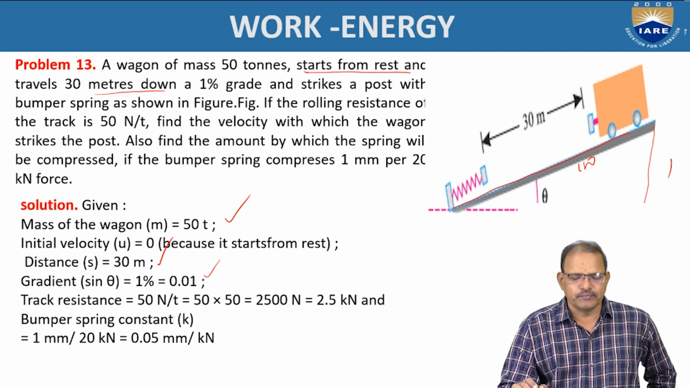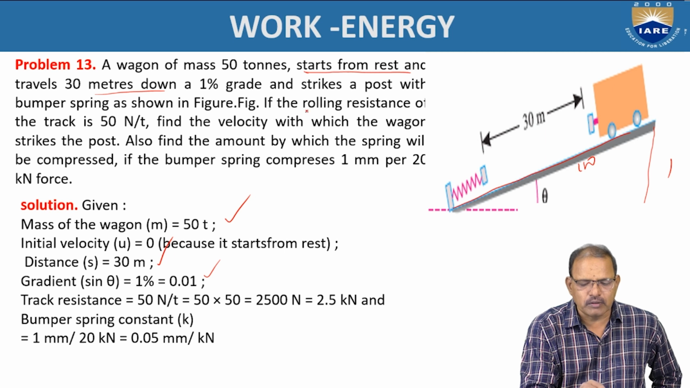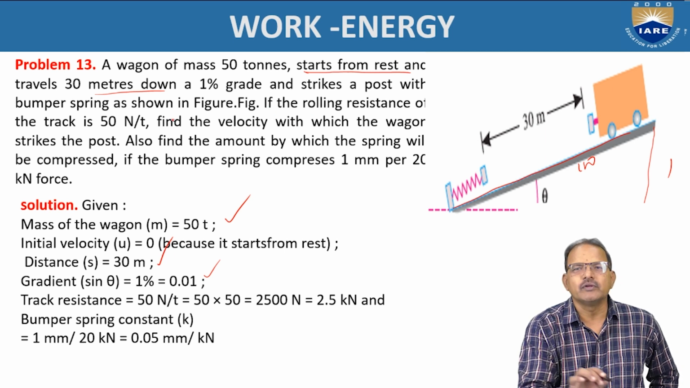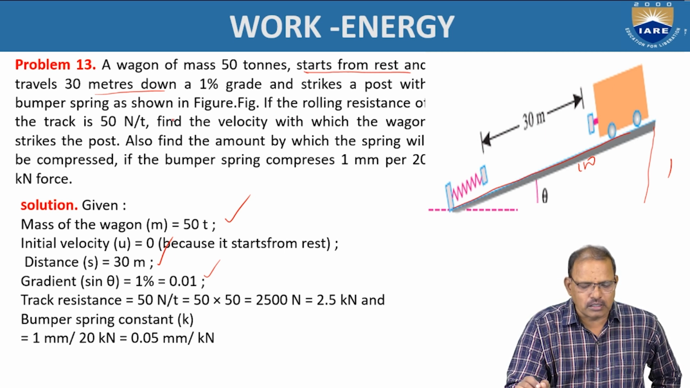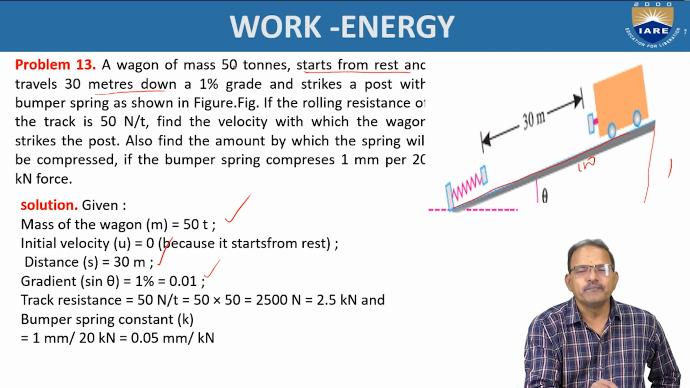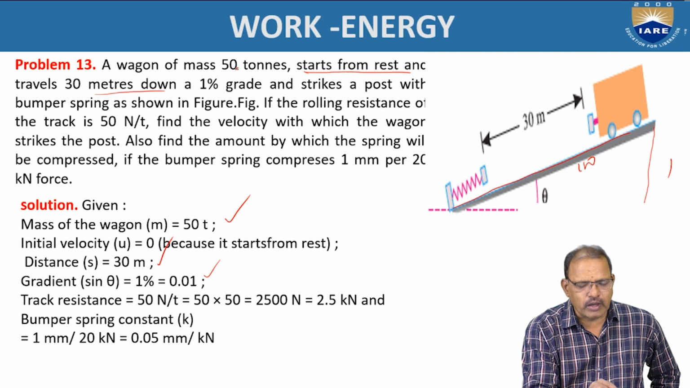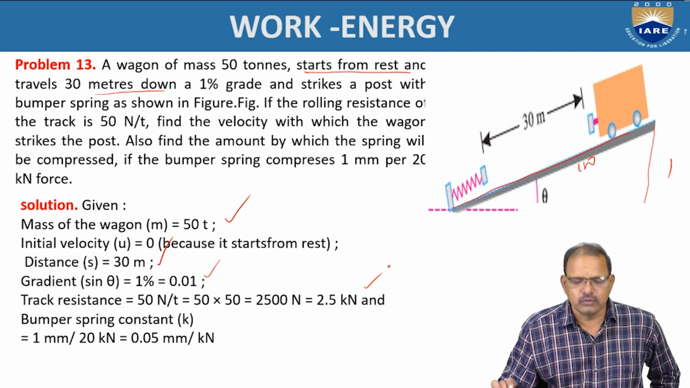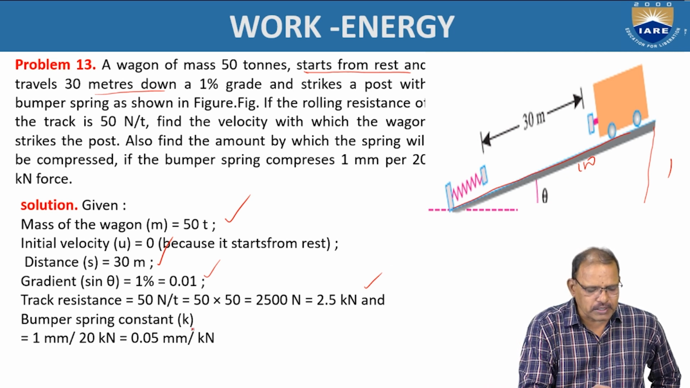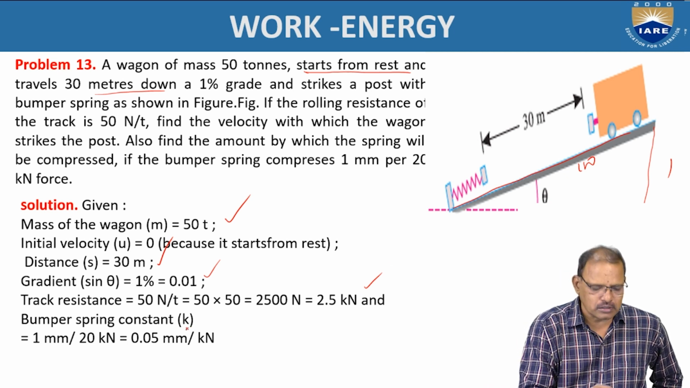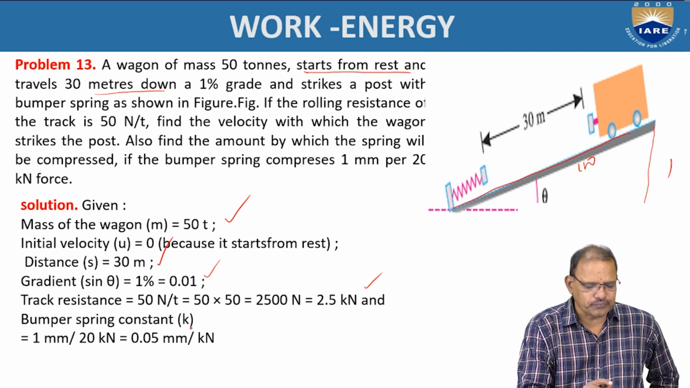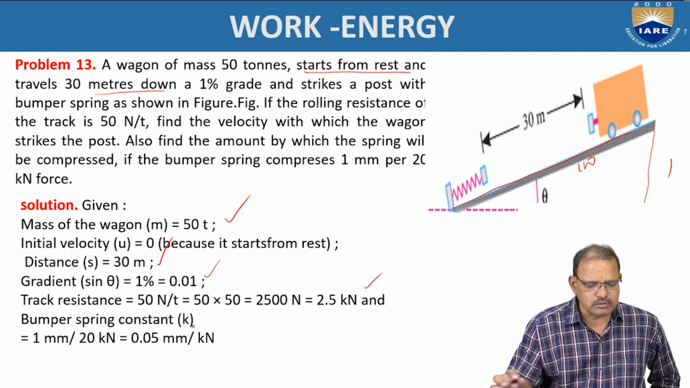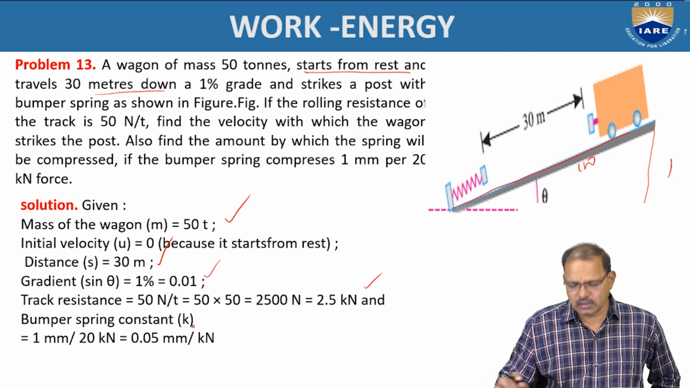Track resistance: according to the problem, the rolling resistance to the track is 50 Newton per ton. The weight of the wagon is given as 50 tons, so 50 into 50 is equal to 2500 Newtons, which we can write simply as 2.5 kilonewtons. The bumper spring constant is equal to 1 mm per 20 kilonewtons, so it can be written as 0.05 mm per kilonewton.